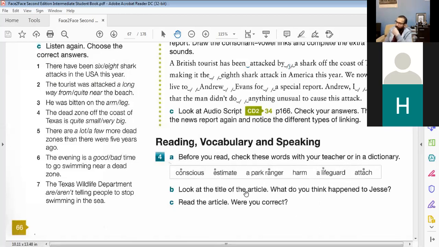Estimate. Estimate is when you want to give a number of something. For example, if I want to know how much a company makes, how much money, I can make an estimate. I'll say, I think they make about $500,000 a year.